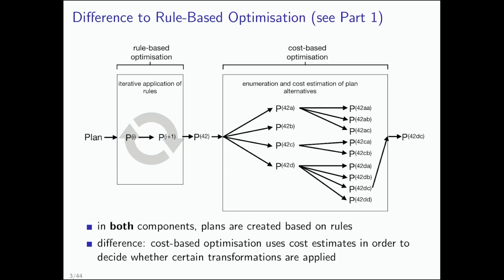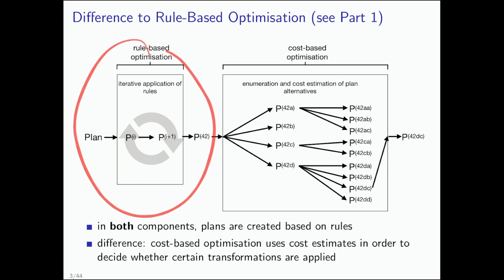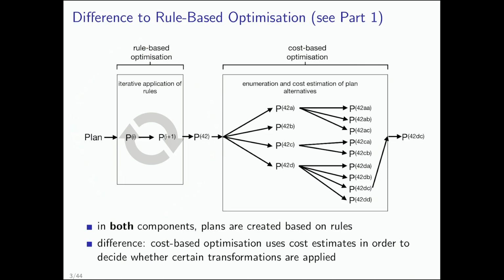Yeah, so that is an overview. Basically, the high-level picture is something like that. We were in this world last week: we iteratively applied rules, and we never asked whether to apply a rule or not. We never looked at the costs. We always applied the rule, and that's called heuristic optimization.